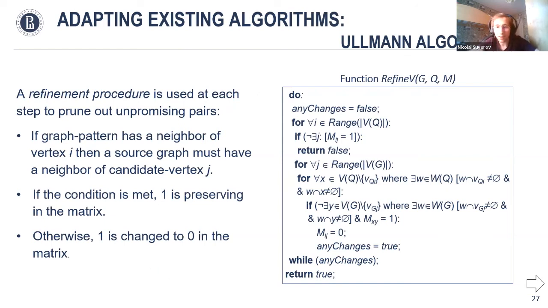The refinement algorithm for the vertex level is presented on the slide, and the algorithm goes through all the neighbors of the current query vertex which have at least one common hyperedge with this vertex, and checks whether a source graph contains a corresponding neighbor vertex. The algorithm for poles looks similar, but instead of vertices and hyperedges, poles and links are used.